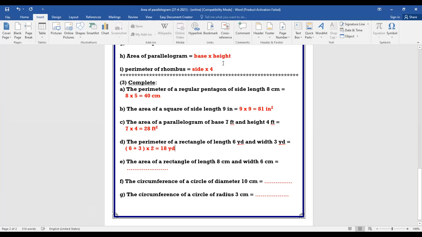Area of a rectangle of length 8 and width 6. We want Yousef. Yousef. There is no Yousef. Okay.